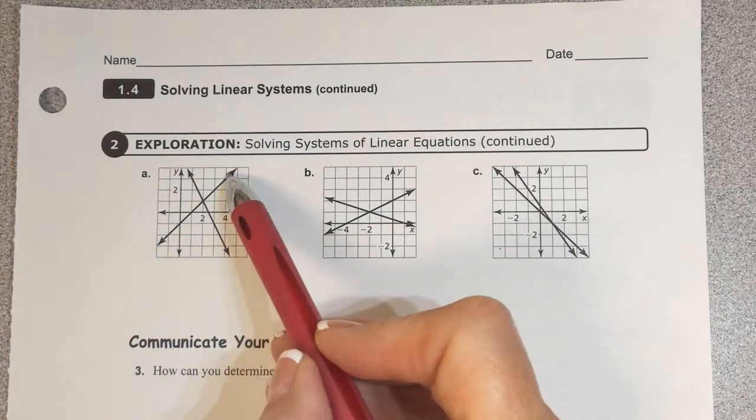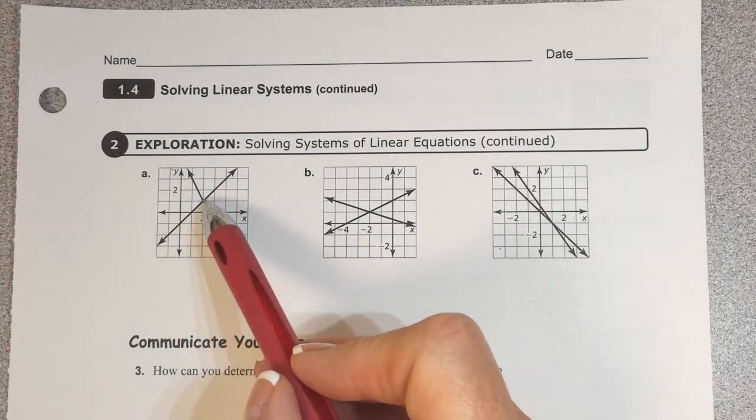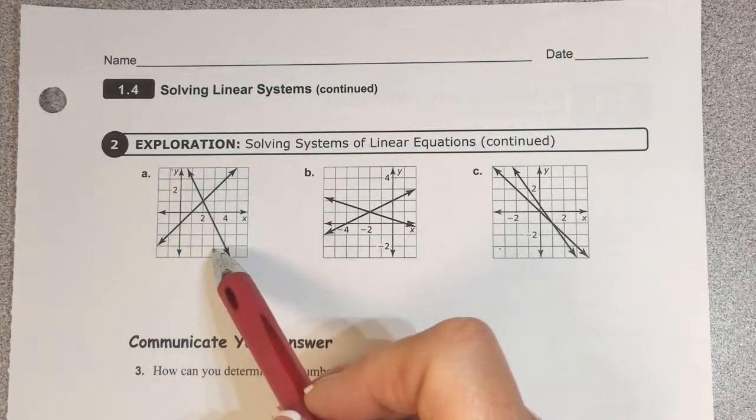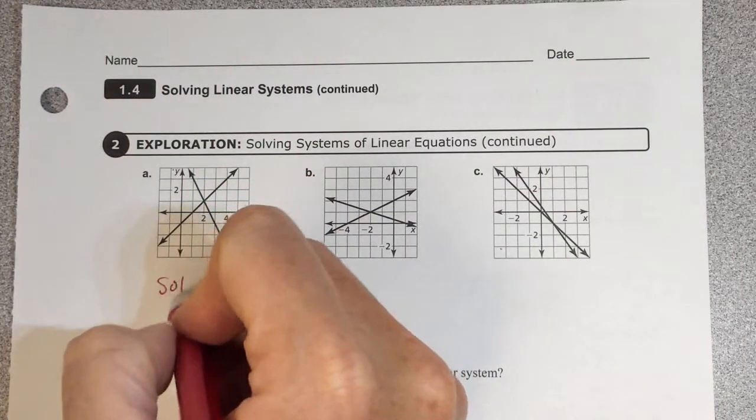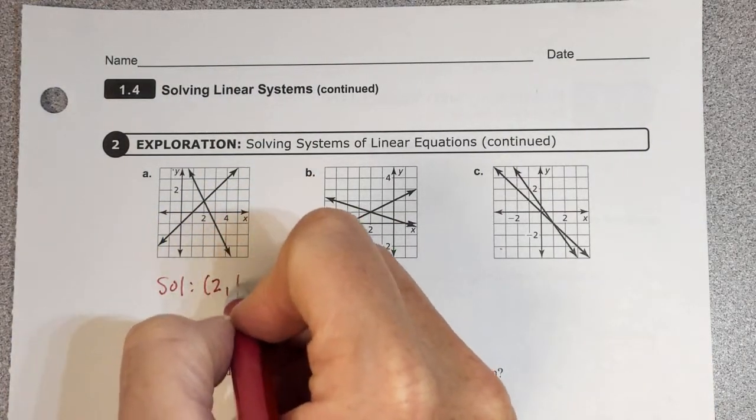And anytime I have a line and another line, this point of intersection is going to be the point that is the solution to both of these equations. So for this problem, I can see that the solution is going to be the point (2, 1).